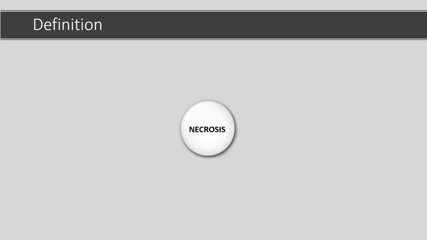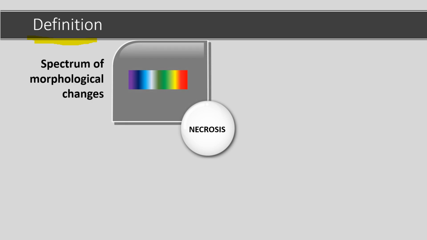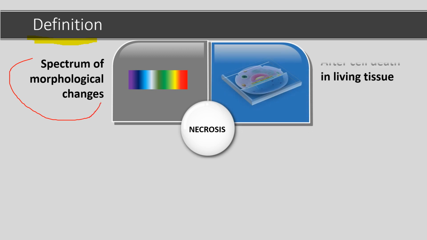So how do you define necrosis? This definition has four parts. As you understand the definition, you will understand the mechanism of this type of cell death. So the first two parts of the definition are: necrosis is defined as a spectrum of morphological changes seen after cell death in living tissue.